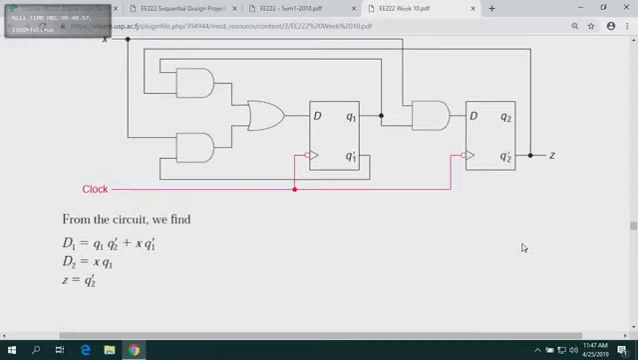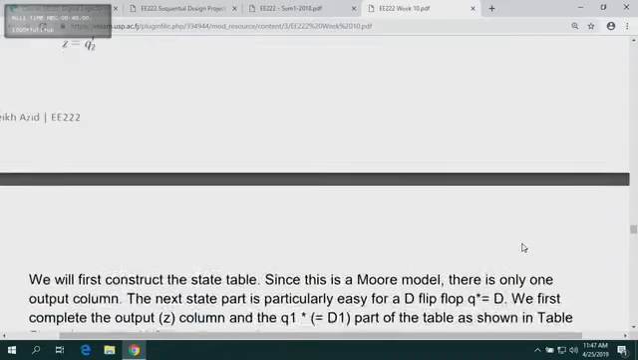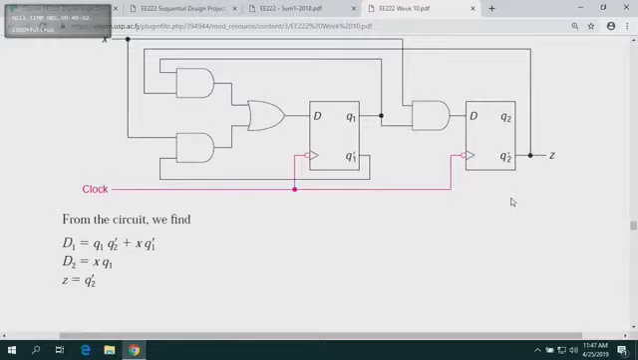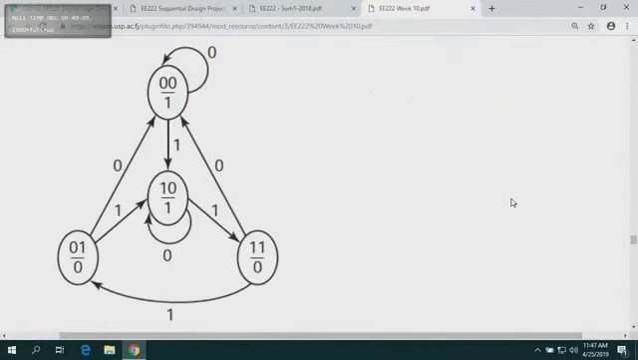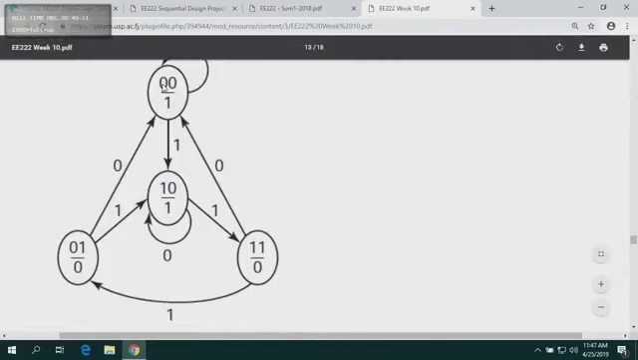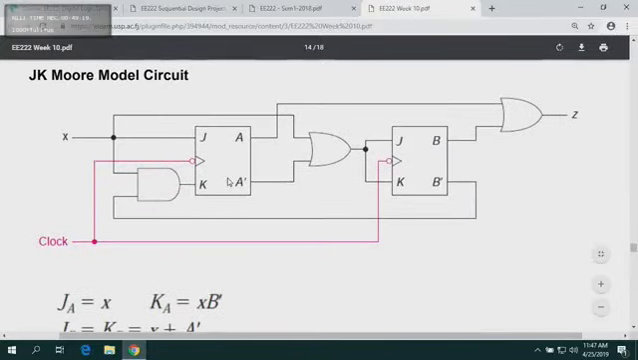Alright, by the way, Q2 prime means Q2 bar, okay? I think that's quite obvious. Let's have a look at this guy. What state diagram is this representing? Moore, alright, Moore. Because when the flip-flop, let's say flip-flop B and flip-flop A was 0, 0, the output Z was 1. Alright, okay.